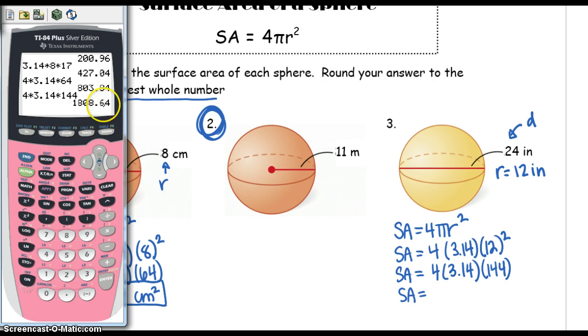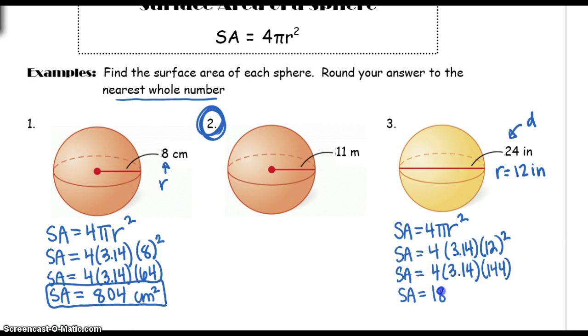Now we're rounding to the nearest whole number. So this 6 right here is going to bump that 8 up to a 9. So 1809. 1809 inches squared. Just like that. All right? So make sure you do have 2 ready for class. If you need to rewatch this, feel free to go ahead and rewatch it.